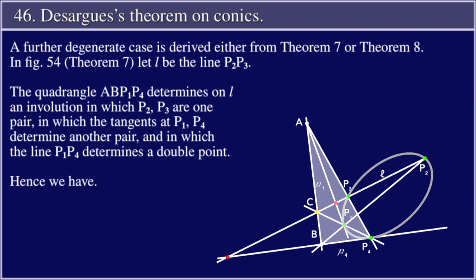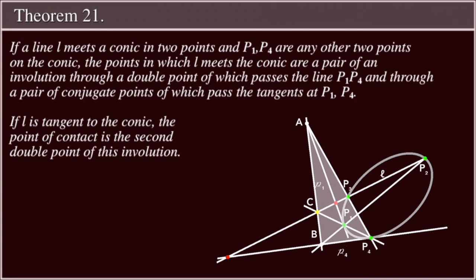A further degenerate case is derived either from Theorem 7 or Theorem 8. In figure 54, Theorem 7, let L be the line P2, P3. The quadrangle AB, P1, P4 determines on L an involution in which P2, P3 are one pair, and in which the tangents at P1, P4 determine another pair, and in which the line P1, P4 determines a double point. Hence we have Theorem 21.